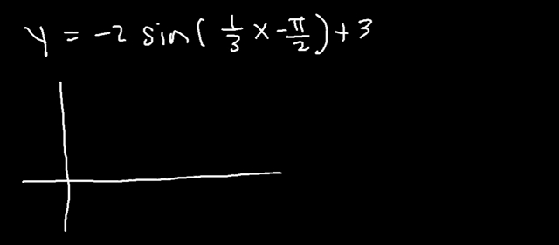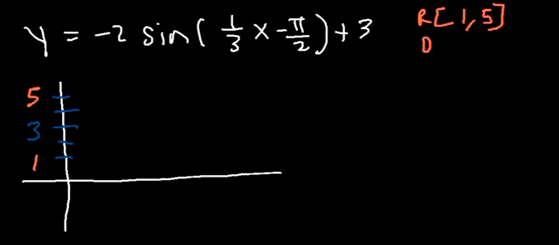So let's start with the vertical shift. It's at 3, and the amplitude is 2. So 3 plus 2 is 5, 3 minus 2 is 1. That means that the range is from 1 to 5. And the domain goes on from negative infinity to infinity. So this is, that's the midline.